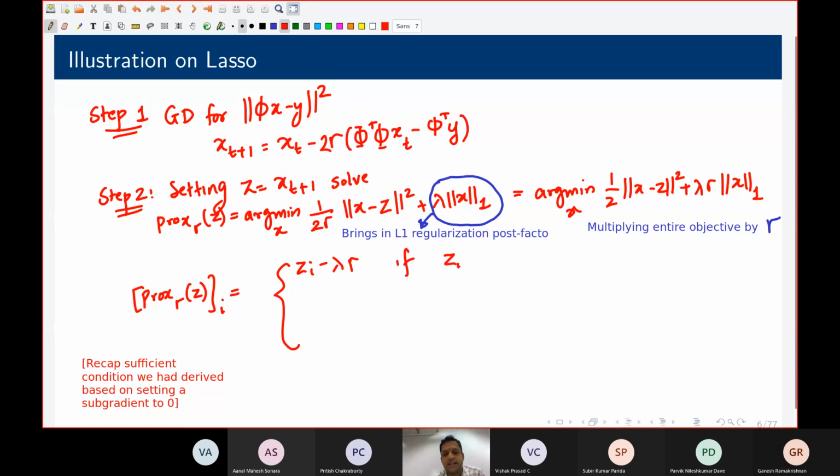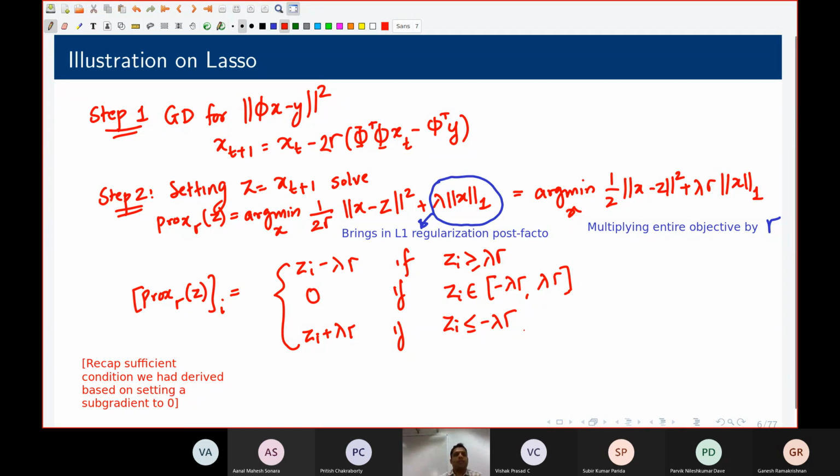Z. If zi is greater than lambda gamma, it's very simple. If it's high, threshold it, bring it down. And 0 if zi is between minus lambda gamma and plus lambda gamma, and zi plus lambda gamma if zi is less than or equal to minus lambda gamma. Is that correct? Is that what I wanted you to attempt as homework? Okay.